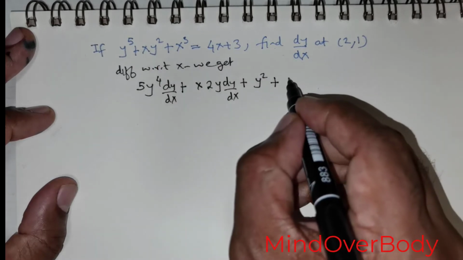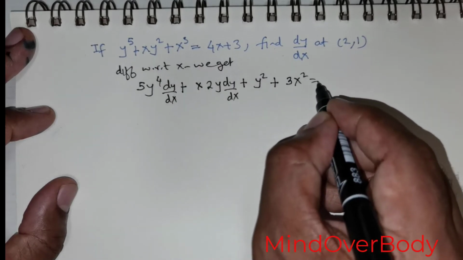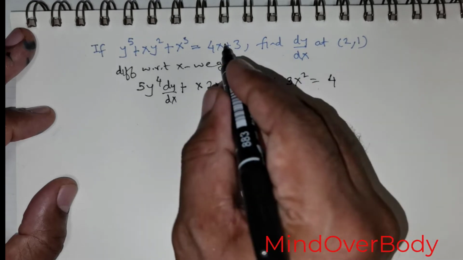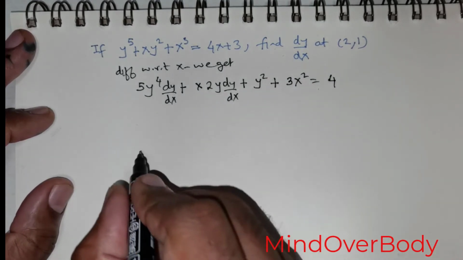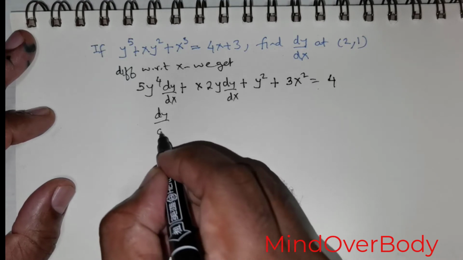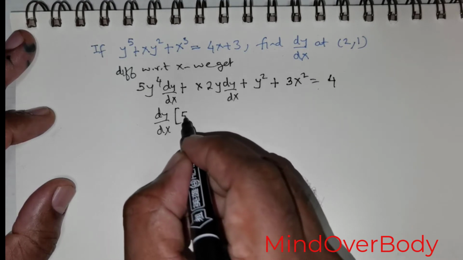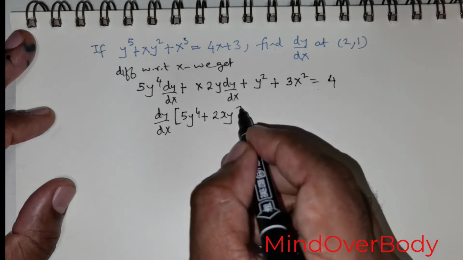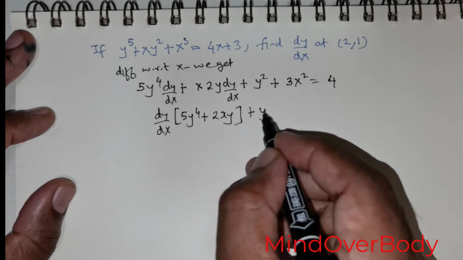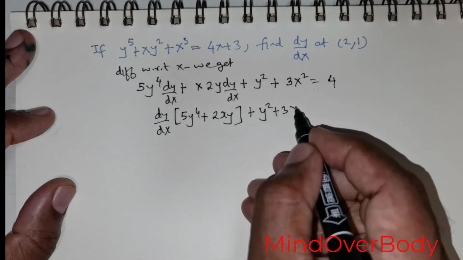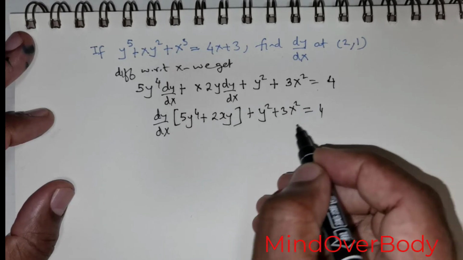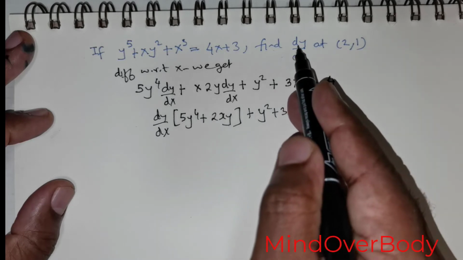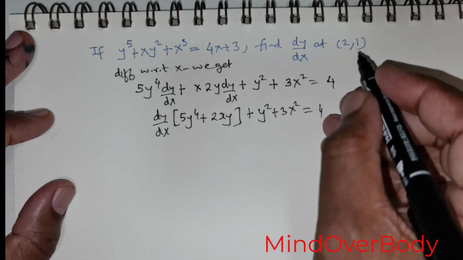Positive, the differentiation of x cubed is 3 times x squared, equal to the differentiation of 4 times x, which is 4. The differentiation of 3 would give me 0. So I can extract dy over dx out. This would give me dy over dx times (5 times y raised to the power of 4 positive 2 times xy positive y squared) positive 3 times x squared is equal to 4. Now I need to extract the value of dy over dx at (2, 1).